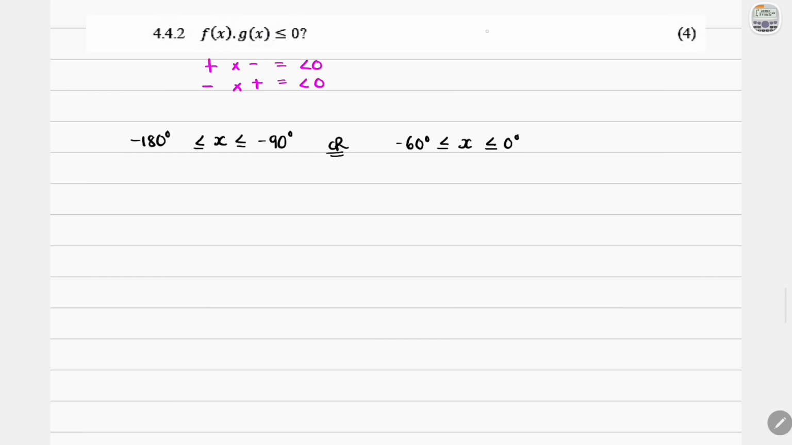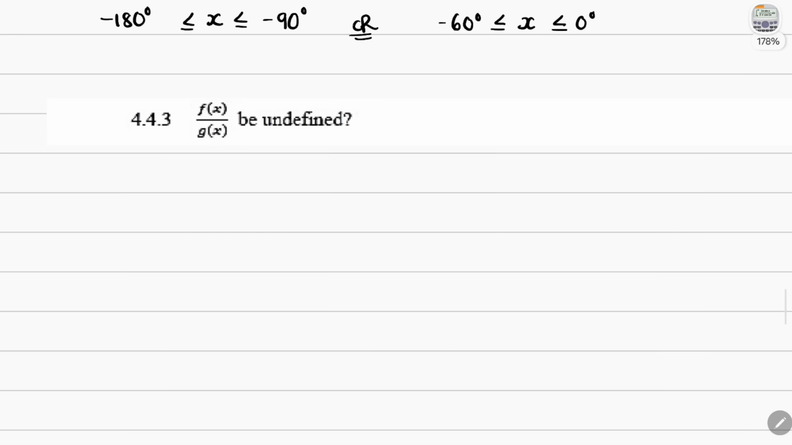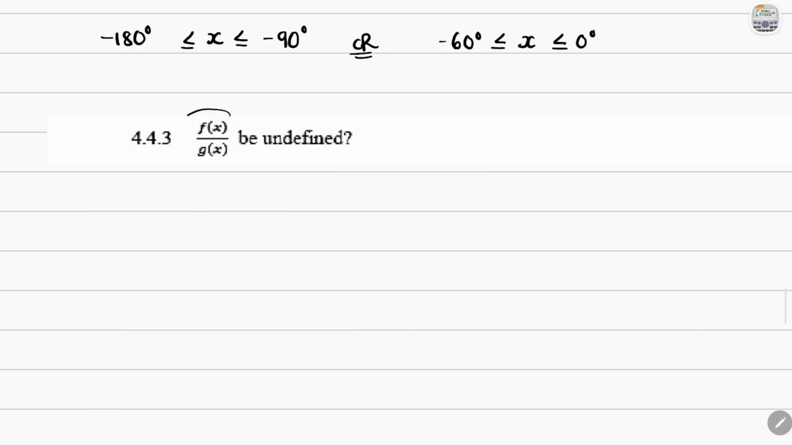Moving on to the next question. Question 4.4.3 says, for which value of x will f of x divided by g of x be undefined? So we're taking the y values of f divided by the y values of g, and we need to see where it will be undefined. This one is very simple because you need to think about what makes a fraction undefined. A fraction will be undefined if the denominator is equal to 0. The numerator can be equal to 0, no problem, that's fine. 0 divided by 2 is still 0. That's not undefined. 0 is an actual number that we can quantify.